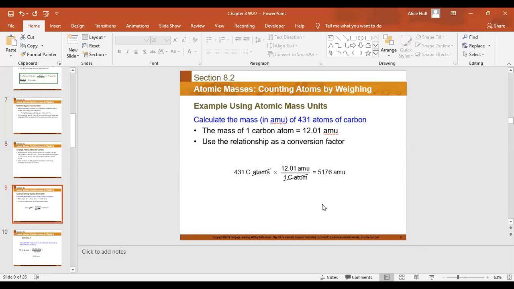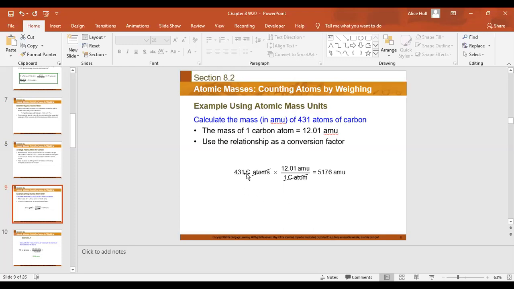Okay, so they're posing a question here. How would we calculate the mass in AMU of 431 atoms of carbon? So the mass of one carbon atom is 12.01 AMU. That's what we got from the periodic table. We want to use this relationship as a conversion factor. So this looks like the dimensional analysis that we were doing. Let's kind of take a look.